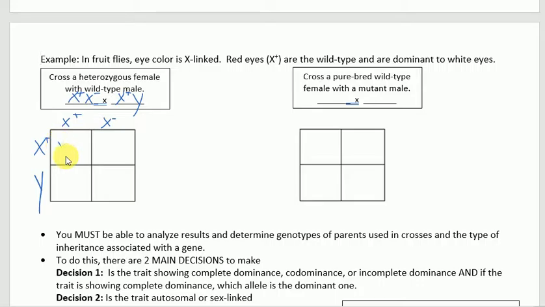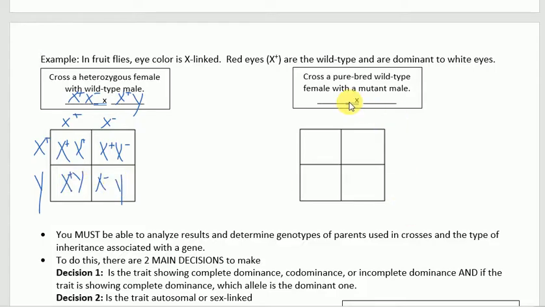Here we're going to end up with X^+ X^+, X^+ X^-. Here we're going to have an X^+ and a Y. And here we're going to have an X^- and a Y. Phenotypically, we're looking at two females that are the wild type, one male that is a wild type, and then one male that is white.